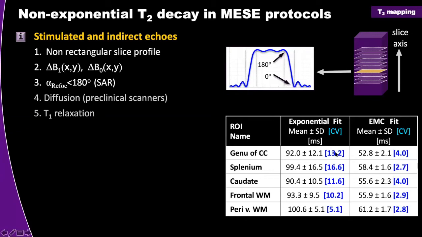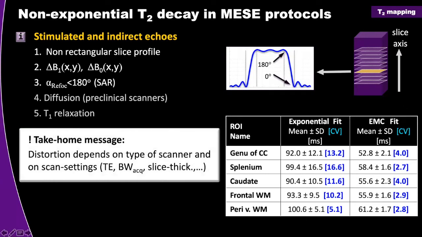And that means that by using the wrong signal model, the spread of values does not scale as the baseline of the values. So if we're overestimating the T2 value by a factor of 1.4 or 1.5 or a factor of 2, the standard deviation would scale more than the bias in the baseline T2 value. And that means that we will have a lower chance of detecting changes in the tissue.